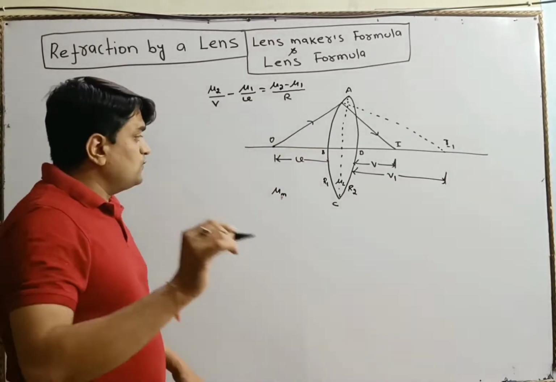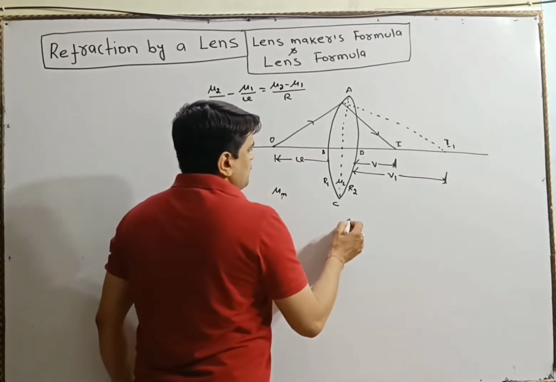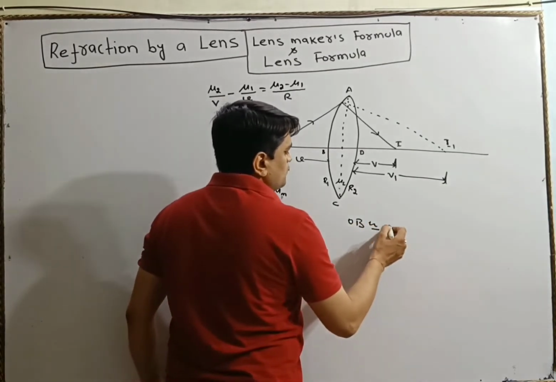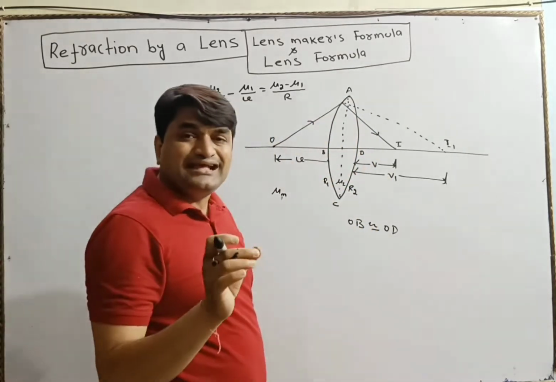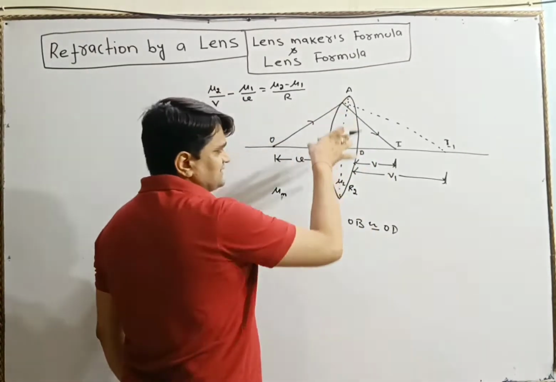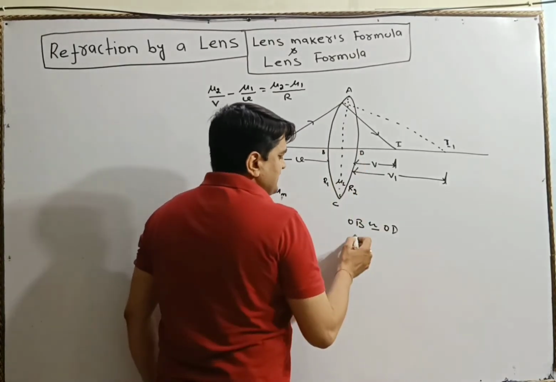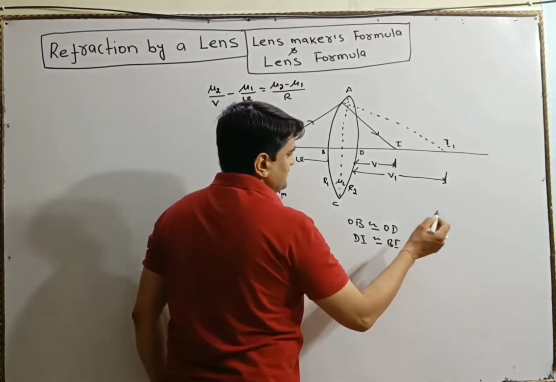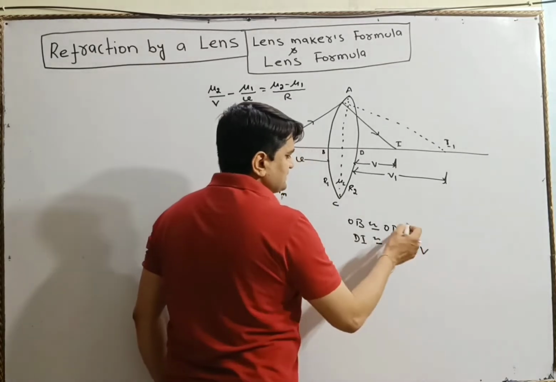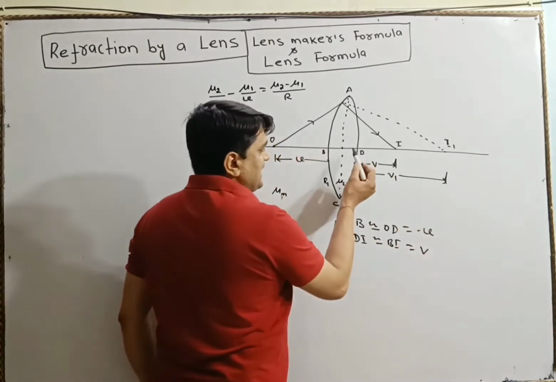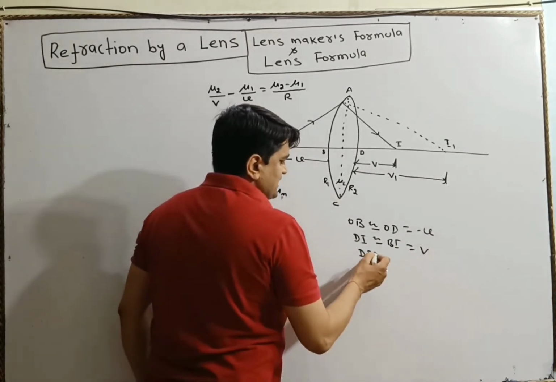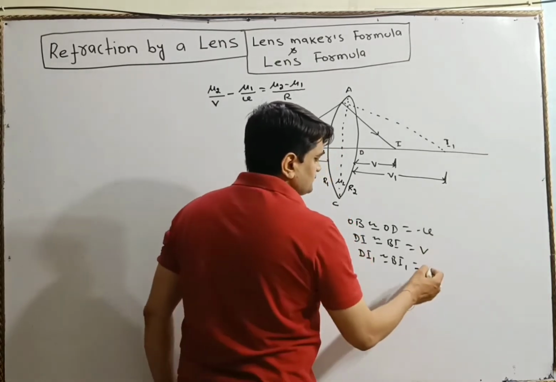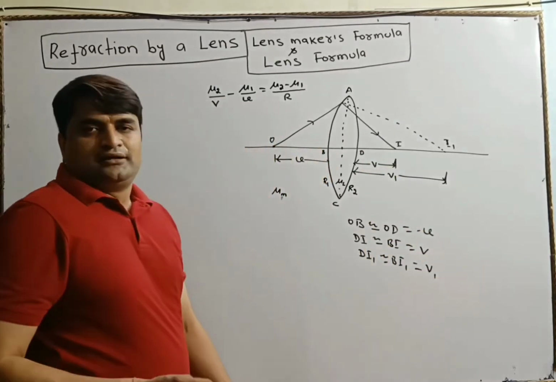Now let me explain. OB is approximately equal to OD because we are considering the lens is thin. It is a thin lens. DI can be treated as BI, and that will be equal to V. This will be equal to minus U, and DI1 is approximately equal to BI1, and that is equal to V1. We have taken the values.